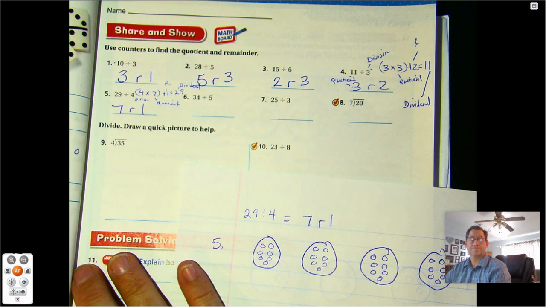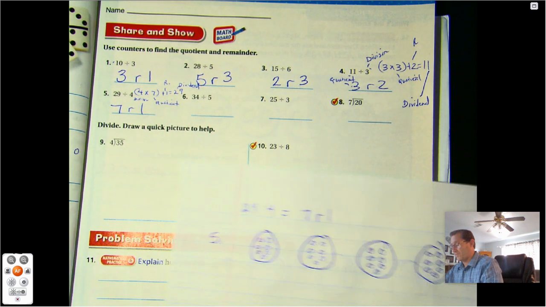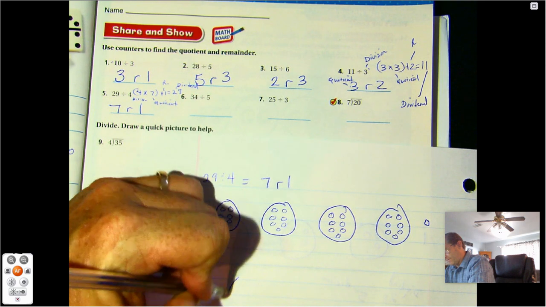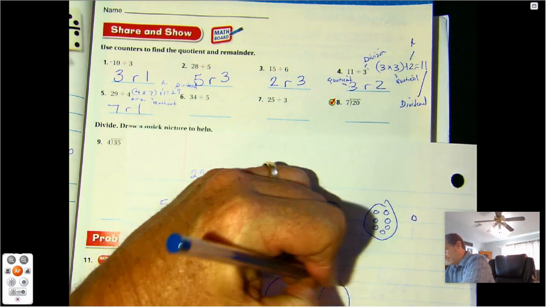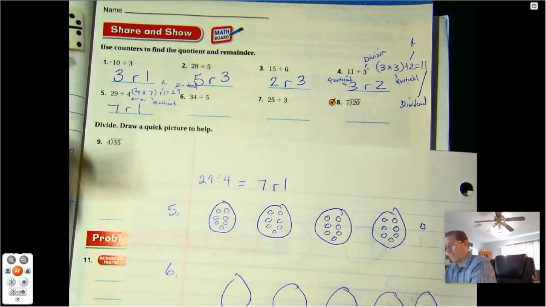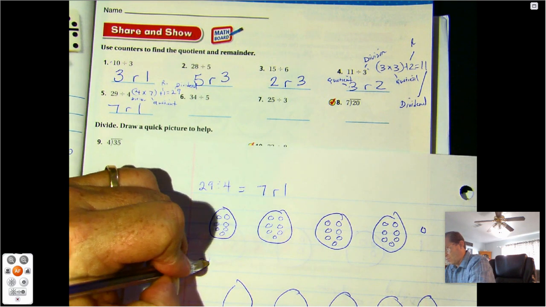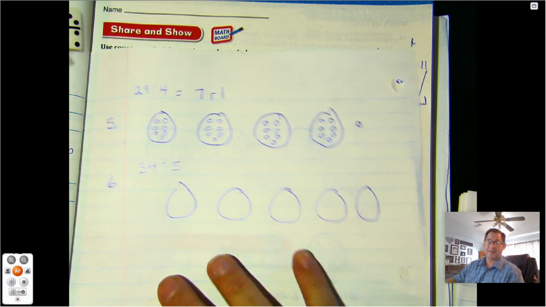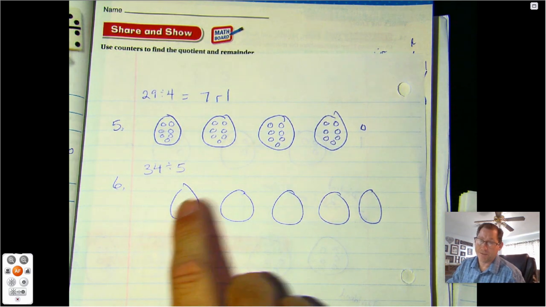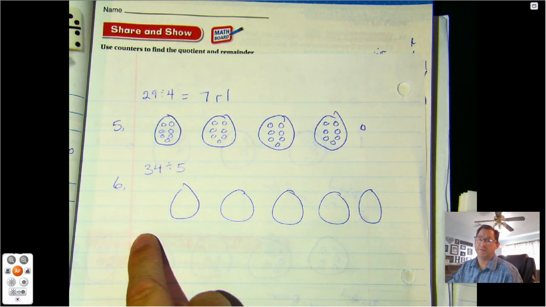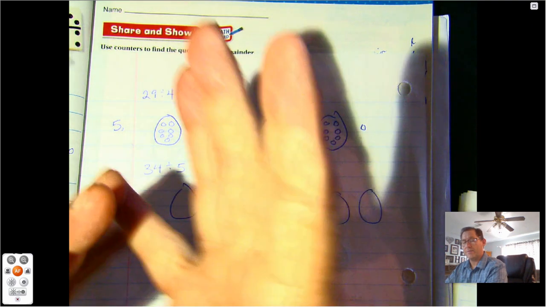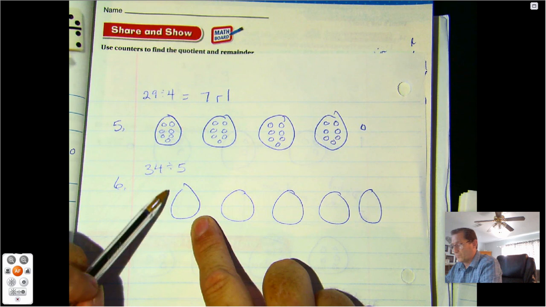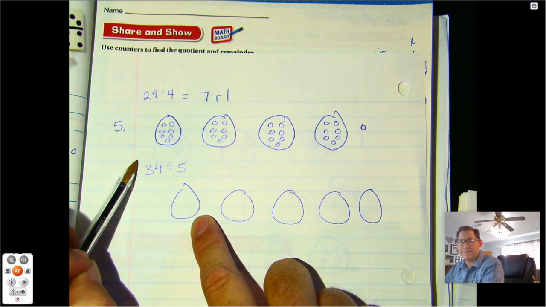Okay. 34 divided by 5. So this time we have 5 groups. We have to share 34. So we can kind of guess rather than just go 1, 2, 3, 4, 5, 6, 7. We're going to be counting by 5s, right? We have 5 groups here. So 5 times what is close to 34?